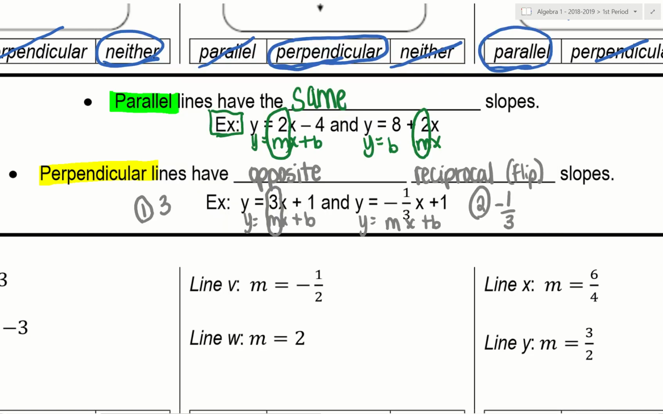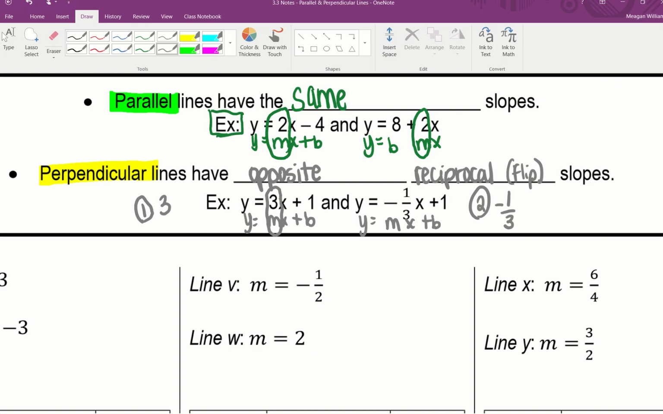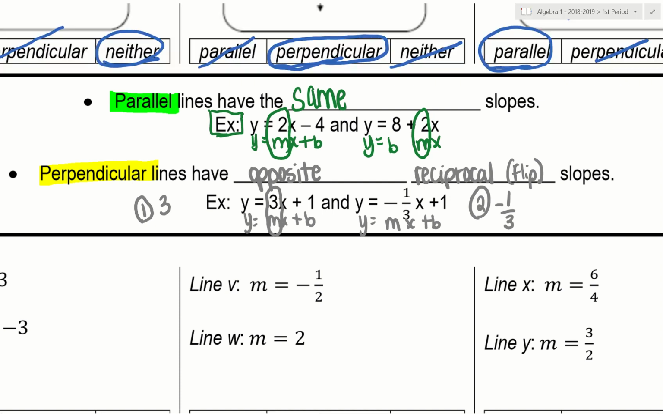The way we're going to prove that is by looking to see if they're opposite reciprocals. Opposite means that they have different signs, okay? So that means one of them has to be positive, one of them has to be negative. Doesn't matter which is which, okay? Just one has to be positive, one has to be negative. So line 1 was my positive line, and line 2 was my negative line. So we've got that checked off. Opposite means the sign is opposite. So we've got a positive here, a negative here.